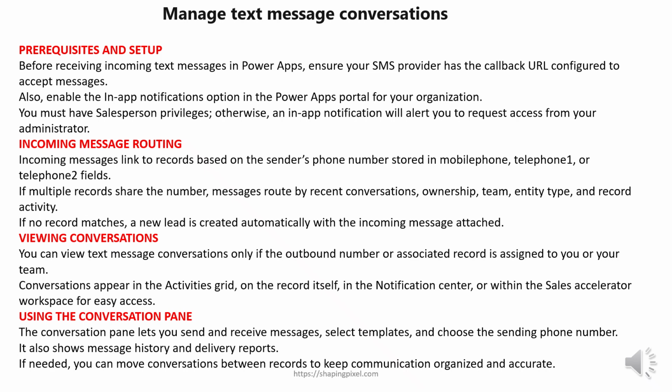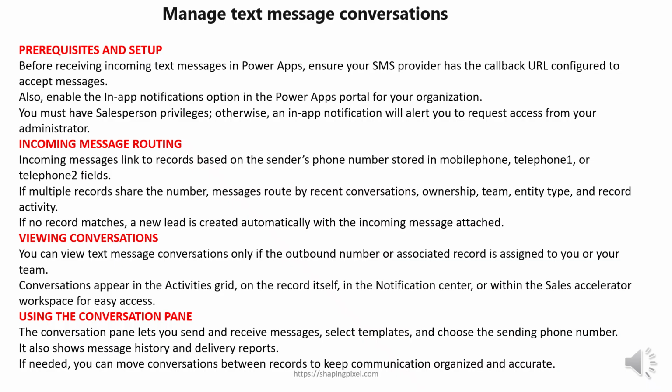Incoming message routing. Incoming messages link to records based on the sender's phone number stored in mobile phone, telephone 1, or telephone 2 fields. If multiple records share the number, messages route by recent conversations, ownership, team, entity type, and record activity. If no record matches, a new lead is created automatically with the incoming message attached.